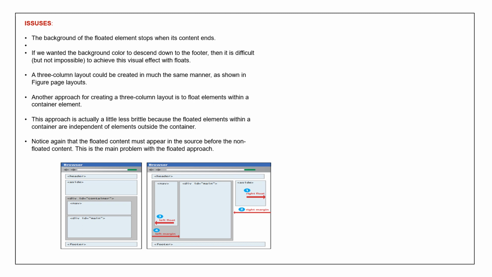A three-column layout could be created in much the same manner as shown in the figure. Another approach to creating a three-column layout is to float elements within a container element. This approach is actually a little less brittle because the floated elements within a container are independent of elements outside the container. Notice again that the floated content must appear in the source before the non-floated content. This is the main problem with the floated approach.